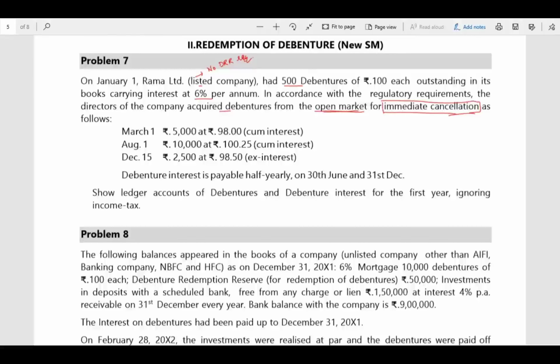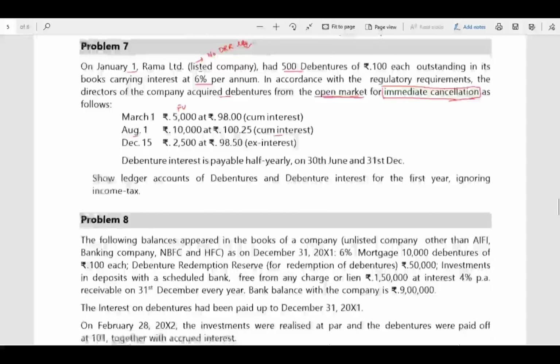That means directly you can deduct from the investments, that is the debentures itself, and directly cancel as follows. On 1st March, 5,000 face value was purchased at 98 cum interest price. Cum interest price means you have to ensure when the debenture interest is declared, and based on that, out of the cum interest price of 98 we have to separate the interest component. The balance only is the cost of investment. On 1st August, face value 10,000 was purchased at 100.25, again cum interest. Then December 15, 2,500 face value was purchased for 98.5 cum interest price. Debenture interest is payable half yearly on 30th June and 31st December. Therefore, it is a calendar year.